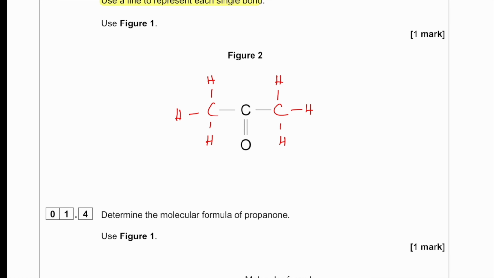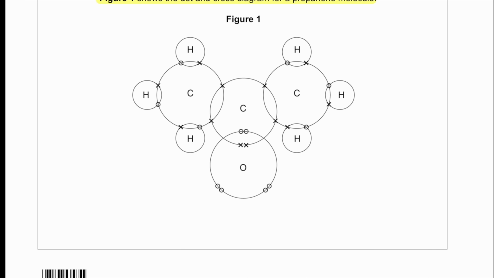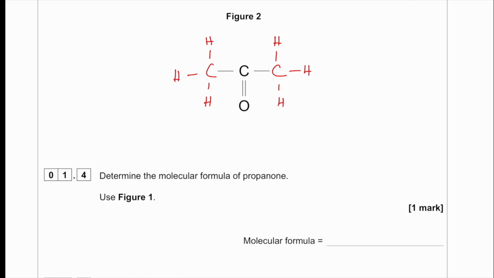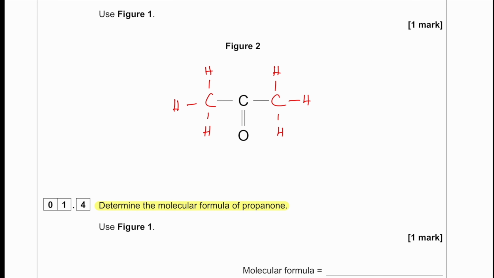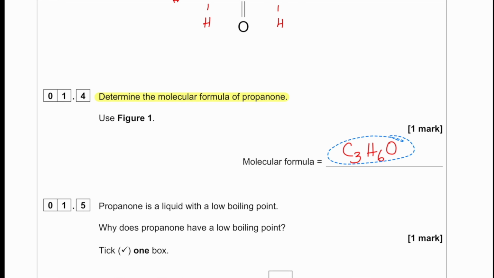So the rest of the bonds are going to be hydrogen. Guys, when drawing this one, we can take help from this particular diagram. However, I just did it on my own, but you can take help from that diagram to mention the hydrogen and the carbon. Determine the molecular formula of propanone. So we can see the molecular formula of propanone is 3 carbon, there is 6 hydrogen involved, okay, and 1 oxygen. So C3H6O will be the molecular formula.